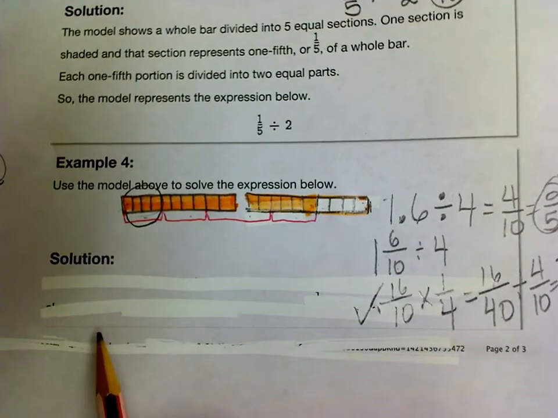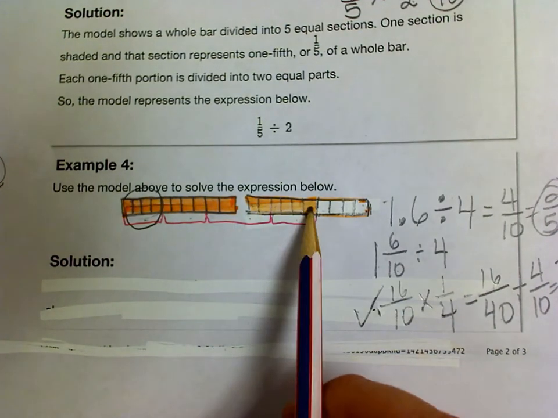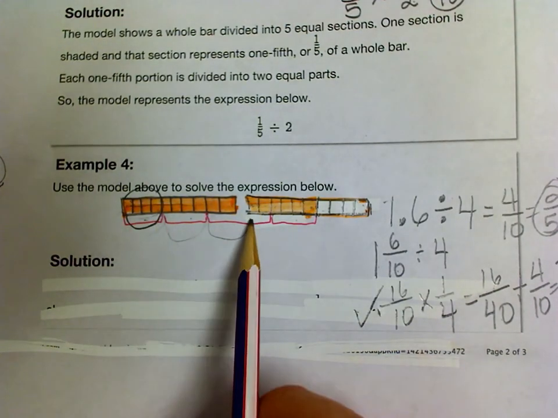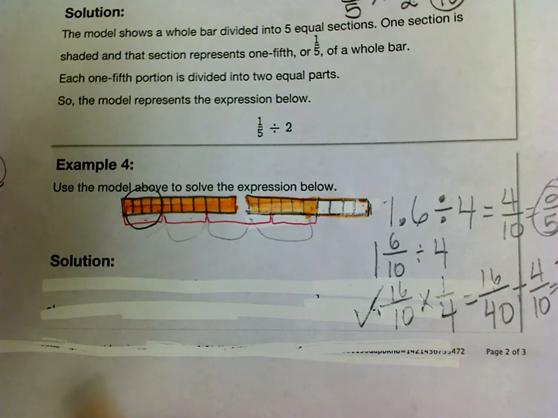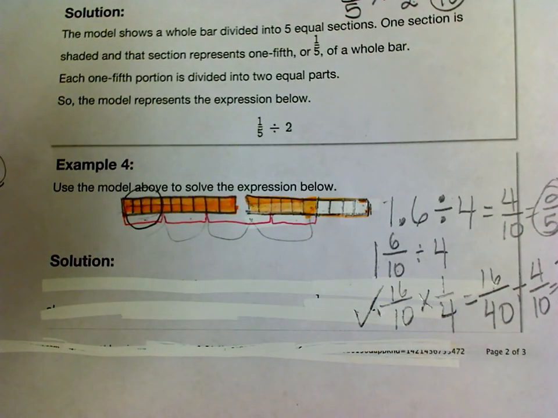And a lot of times on Study Island, they don't want the answer. They just want you to see that that is 1 whole and 6/10 being divided into 4 equal groups. And you can see the 4 equal groups all have 4/10 inside. So that is modeling and division and multiplication of fractions.